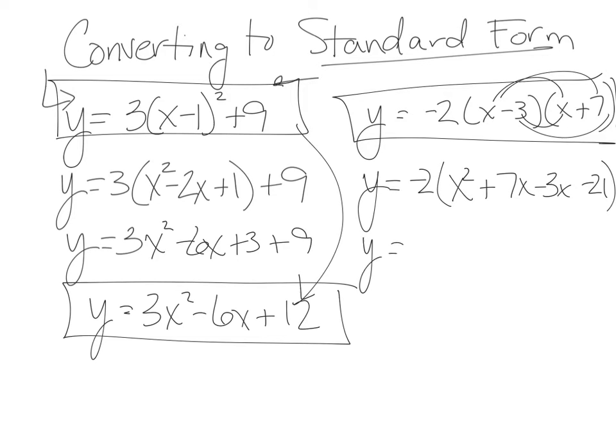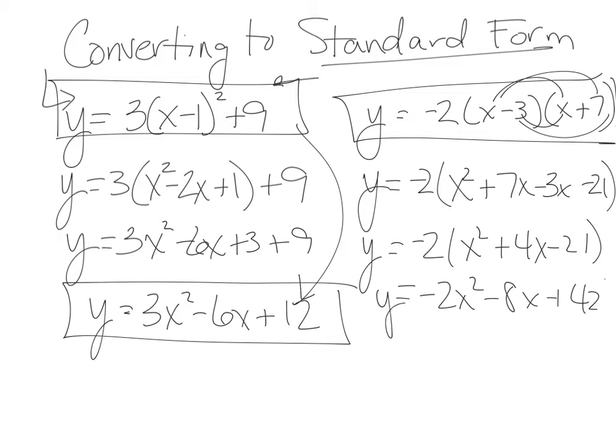And then it's just a matter of combining like terms and distributing. So let's combine first: x squared plus 4x minus 21. And that's going to be negative 2x squared minus 8x plus 42. All right? And so we've now converted from intercept form to standard form. So getting things to standard form is usually going to involve FOIL method, multiplying two binomials together, something of that sort.